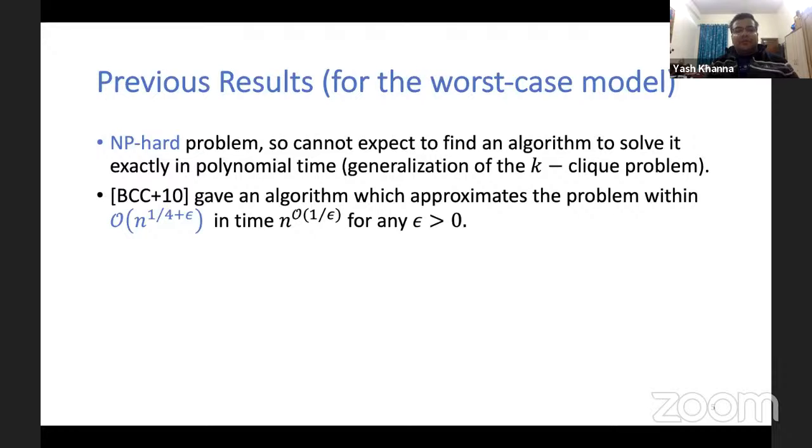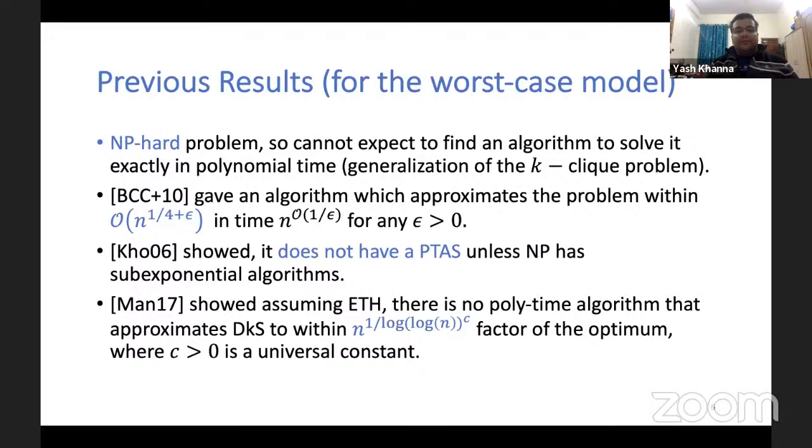On the hardness side, it is known that this problem does not have a PTAS unless NP has sub-exponential algorithms. And a recent result by Manurangsi shows that you can rule out n to the power 1 over (log n)^c approximation. If you look at the second and the fourth result, the best we can do from the algorithmic side is n to the power 1/4, but on the hardness side, the best we can rule out is only n to the power 1 over (log n)^c. So this is not really convincing.